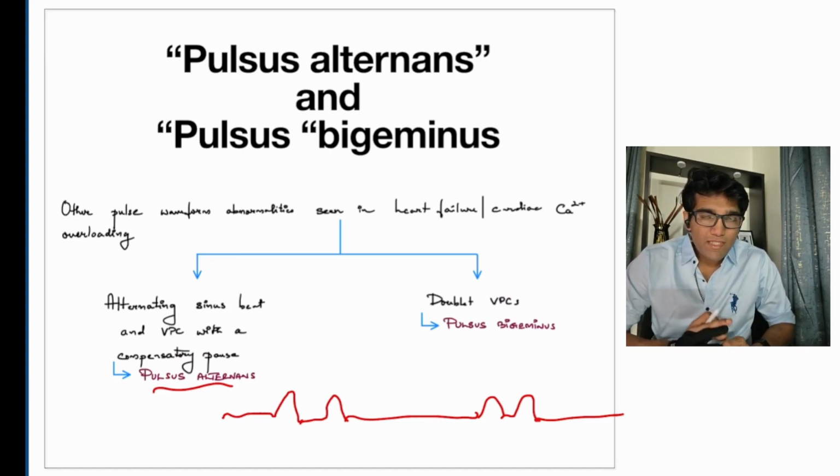There are VPCs that might not cause a compensatory pause. We'll come to that. They're called interpolated VPCs. We'll discuss that at a later date.